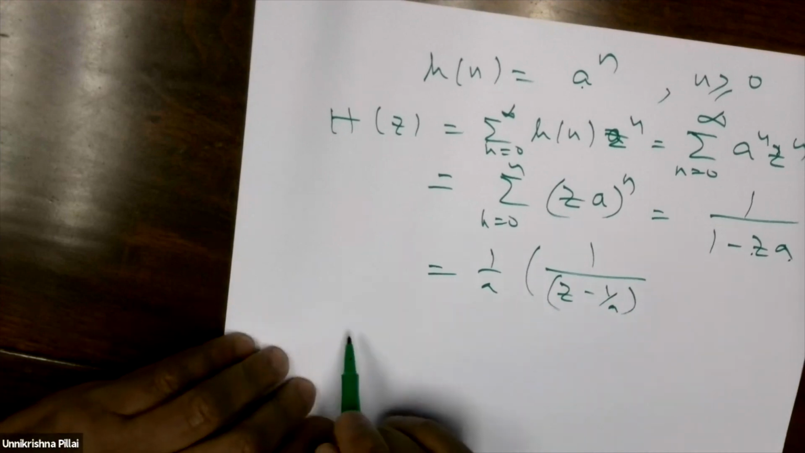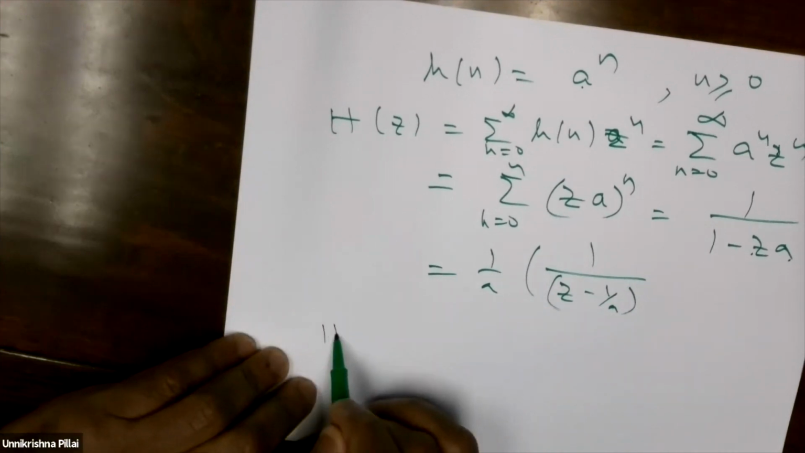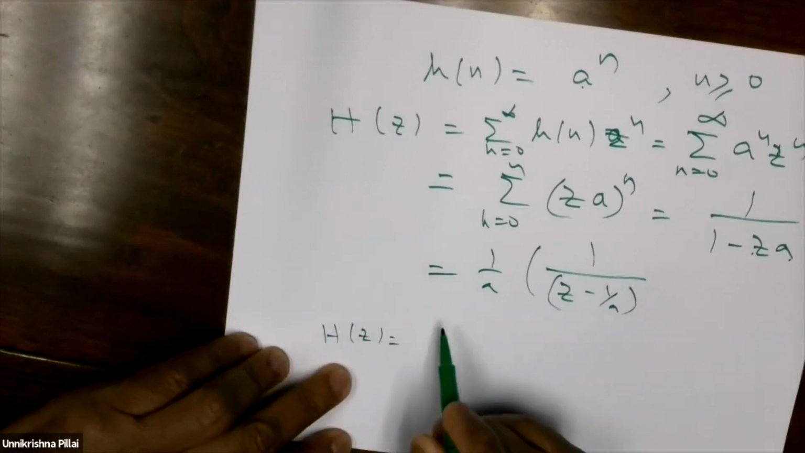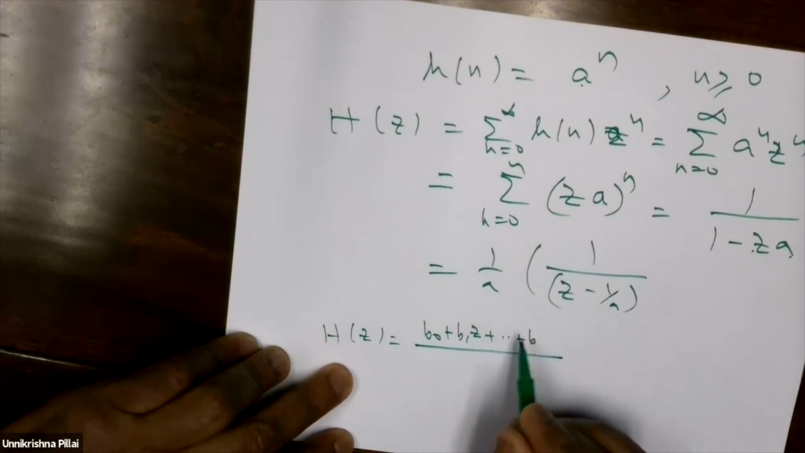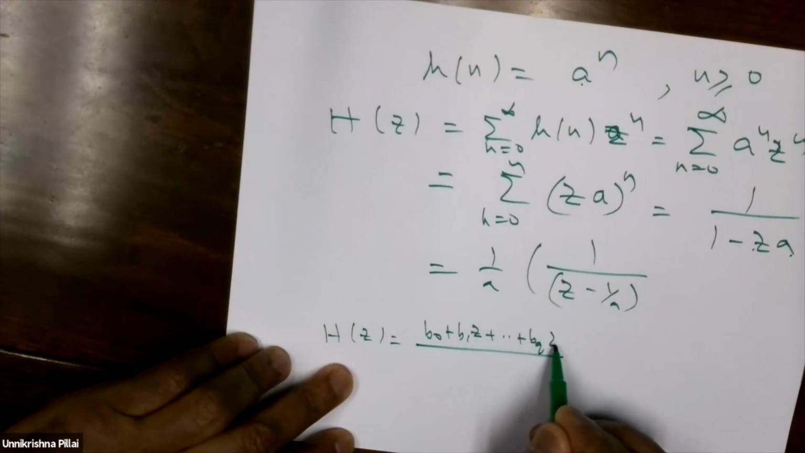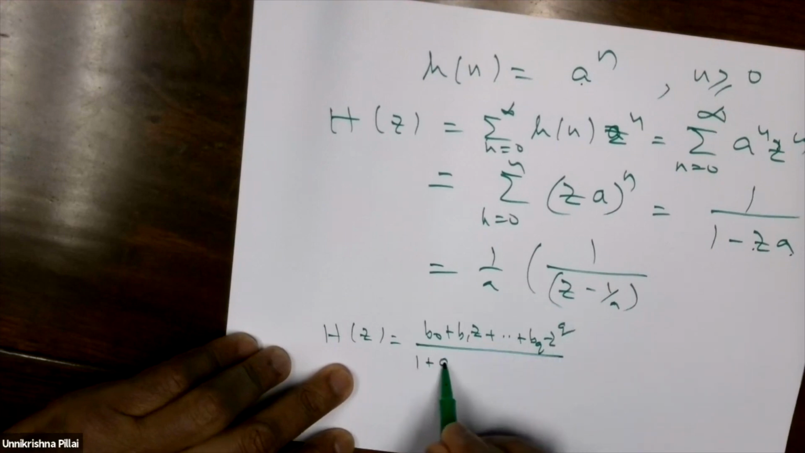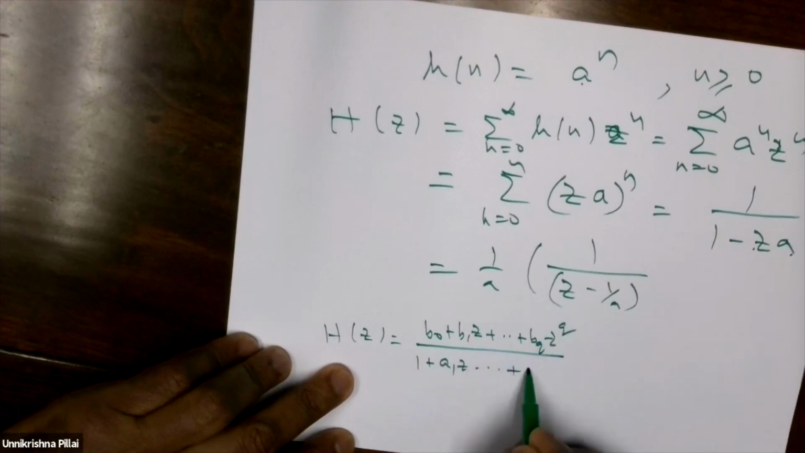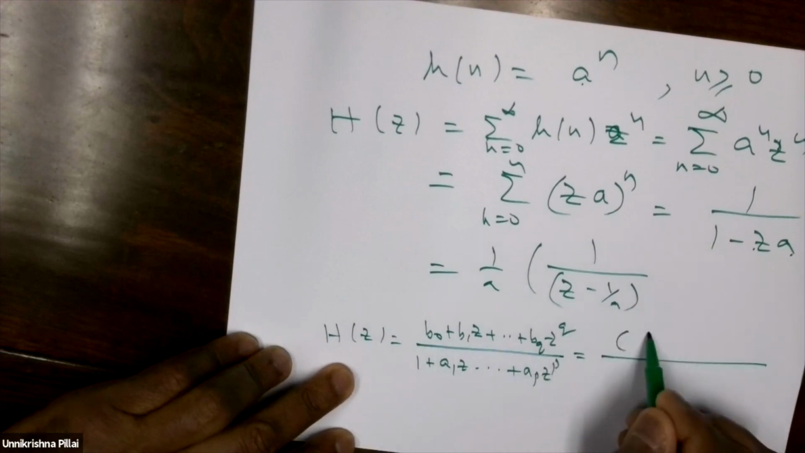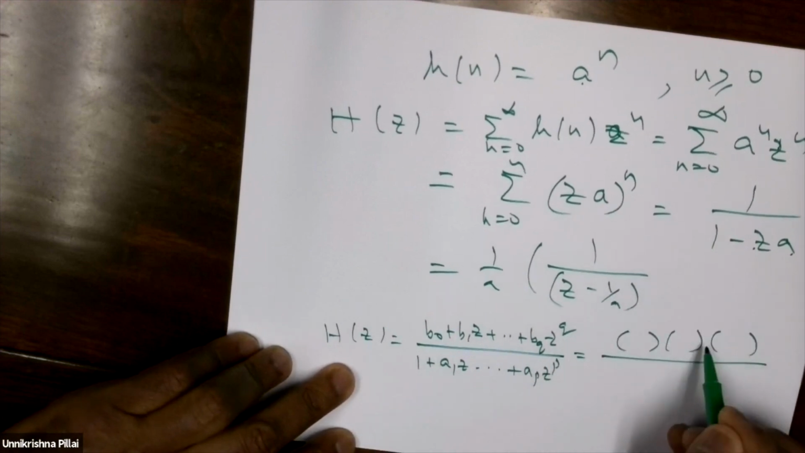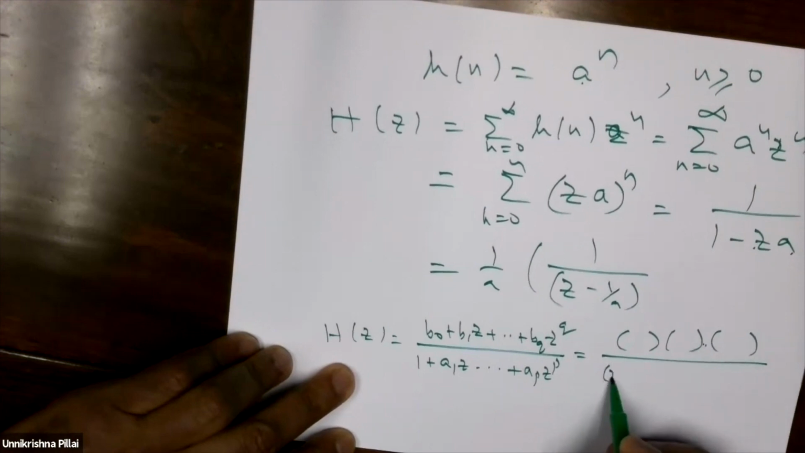So H of z, which is the ratio of two polynomials, b0 plus b1 z, a lot of these things have nothing to do with this course, but we need all this stuff, which is a1 z, etc., ap z^p. So these are the system parameters. If you want, you can write this in terms of the q zeros and the p poles, right?